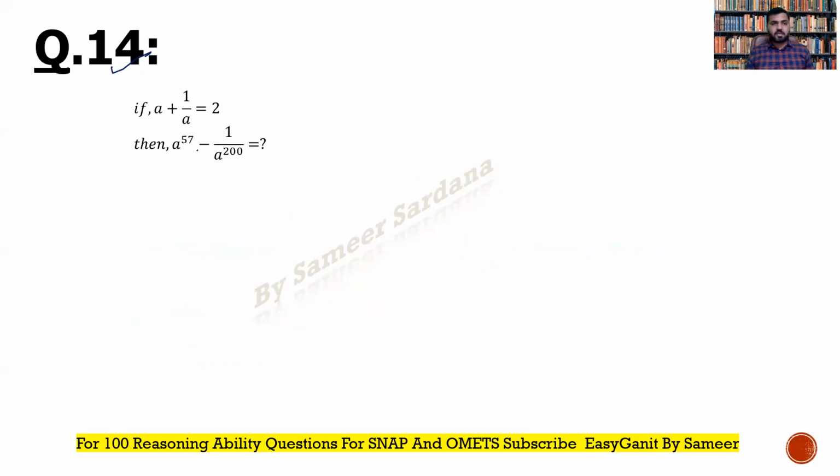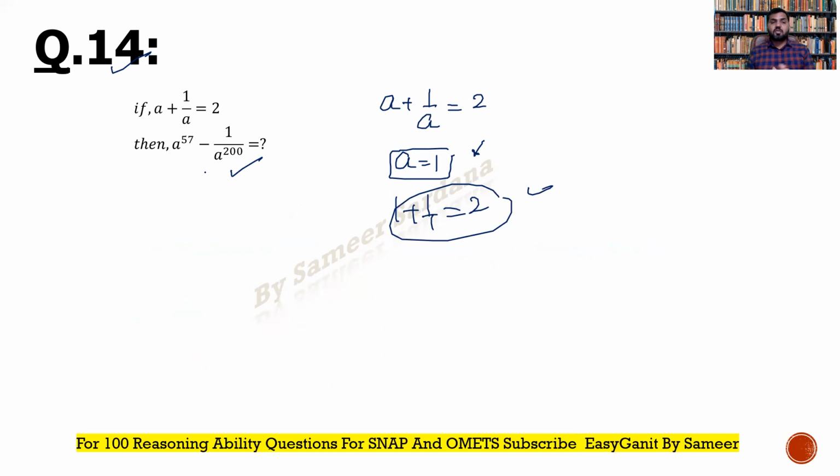Question number 14 is very easy. a plus 1 upon a is equal to 2, and we are supposed to find out this expression. See that? Every time you get a plus 1 upon a as 2, straight away put a as 1, because I know that if I put a as 1, 1 plus 1 upon 1 is equal to 2. So a equal to 1 is a value which satisfies this. So just put a as 1. This is 1 minus 1 upon 1, which is 1 minus 1. This becomes 0. That's it. This is the correct answer to the question, right?